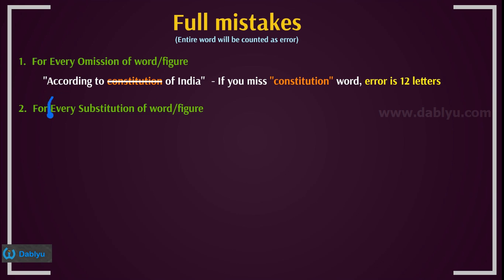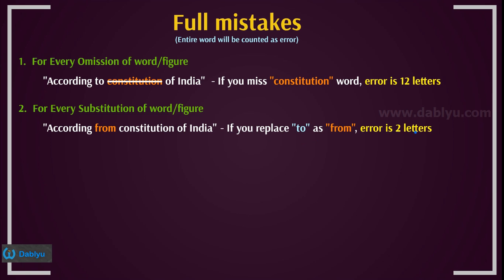The second type of full mistake is for every substitution of a word or figure. Suppose instead of "according to Constitution of India", you wrote "according from Constitution of India". So instead of "to" you substituted "from". That's again a full mistake, and here the error is 2 letters because you missed these 2 letters. The error is not 4 here, it's 2, that is, "to". So this is the second type of full mistake.